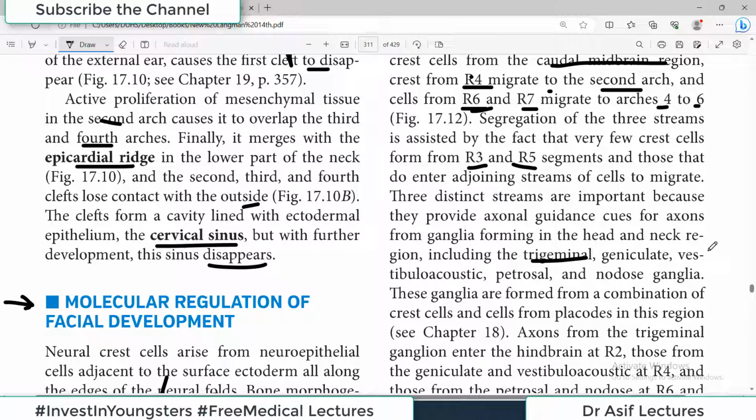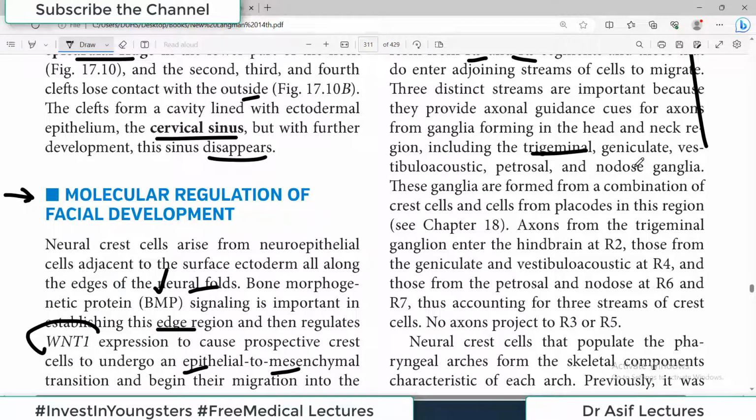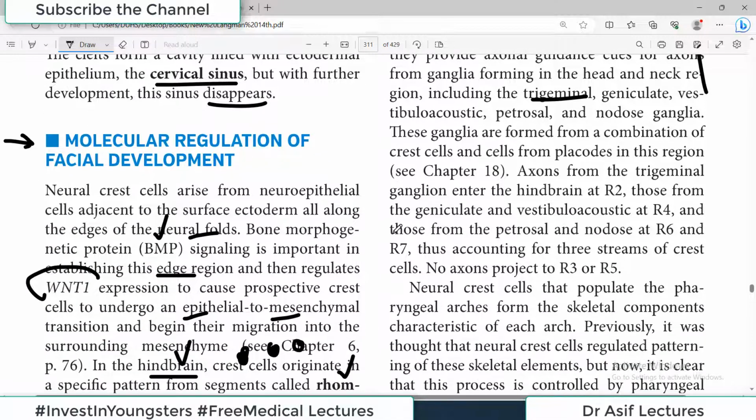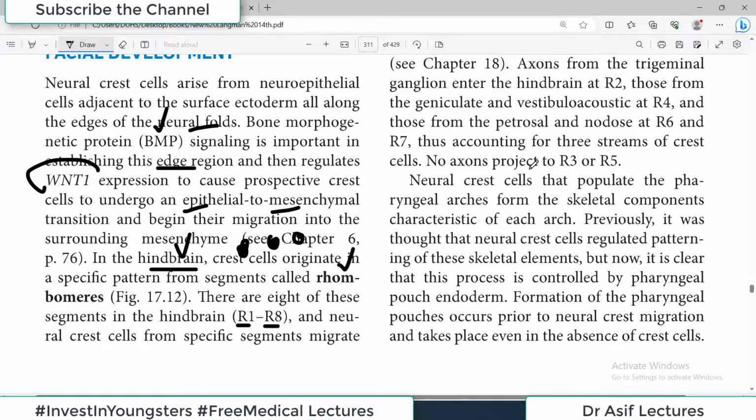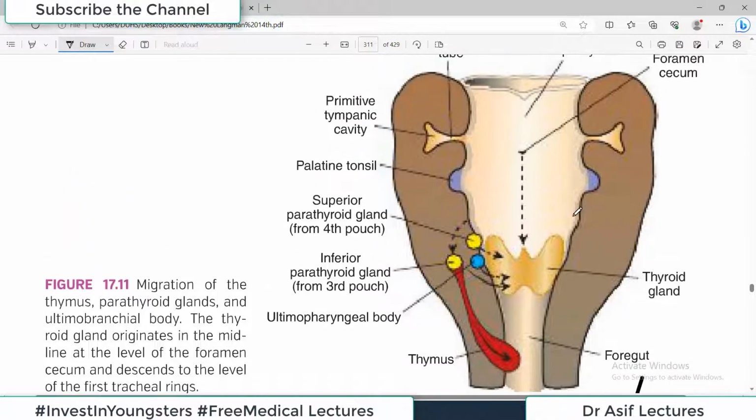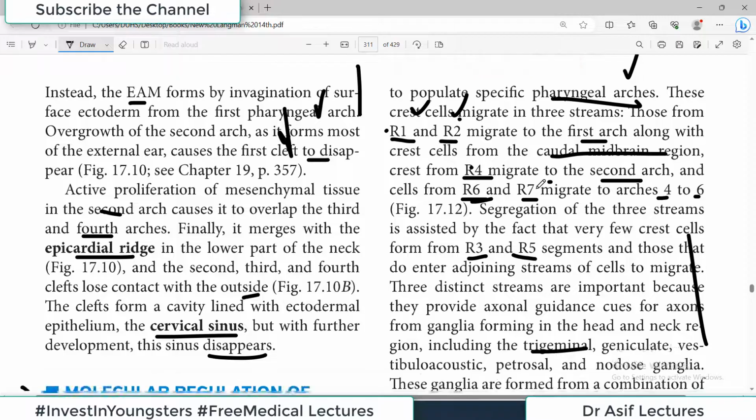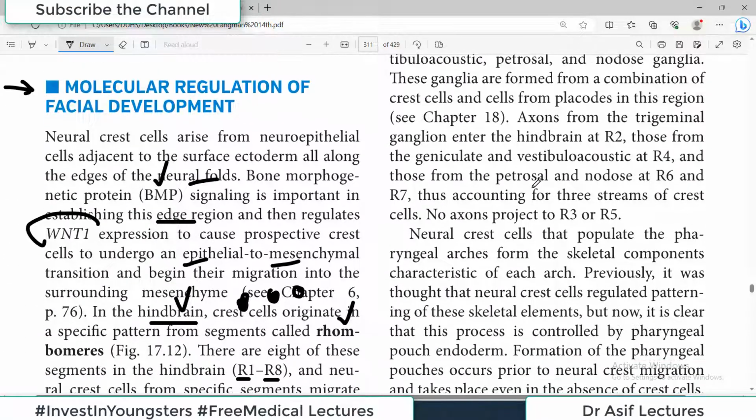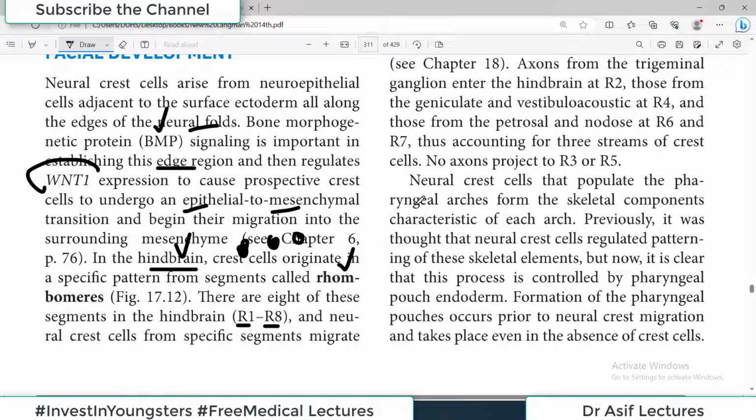Well, again, this is very preliminary data which is available, but we know that in the hindbrain region, these neural crest cells are arranged like this, and we also know that they migrate into the pharyngeal arches. Okay. Now, neural crest cells that populate the pharyngeal arches form the skeletal components of each particular arch. We discussed above what forms from the first pharyngeal arch, what forms from the second. So all of that skeletal component is basically being formed by the migration of the rhombomeres into the pharyngeal arches.